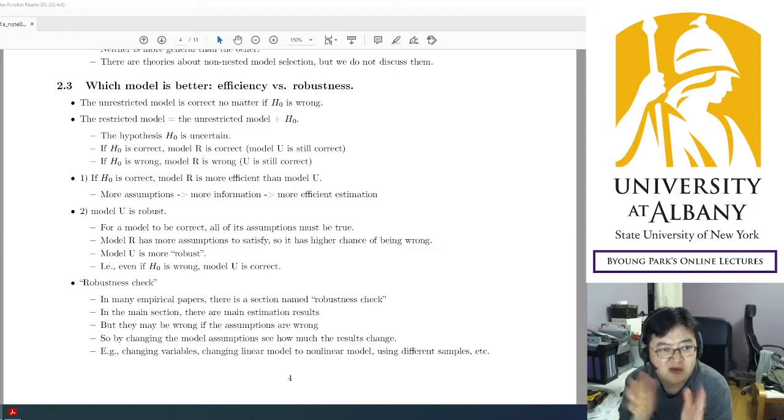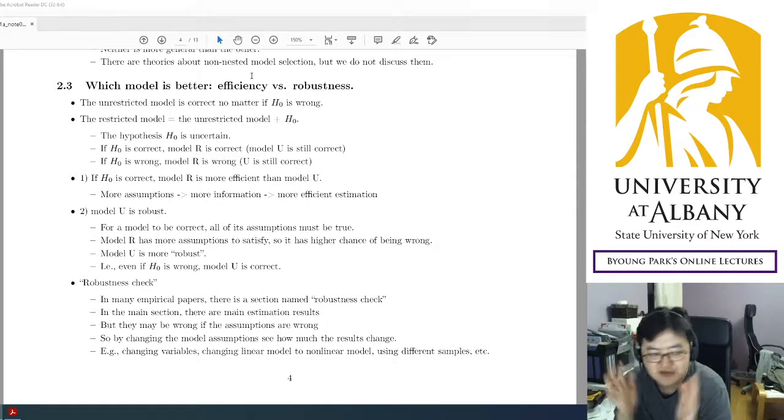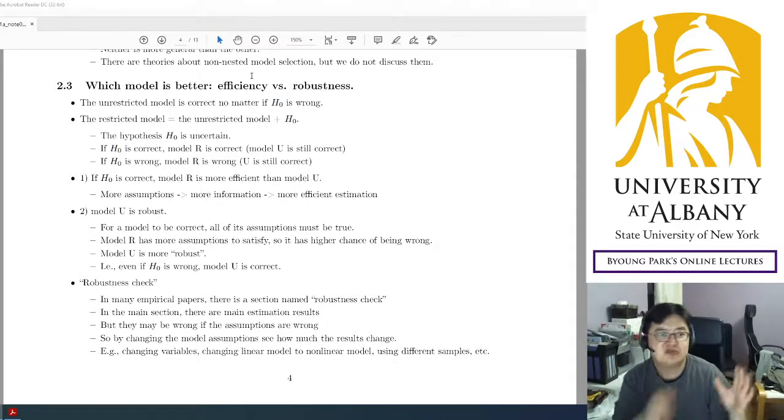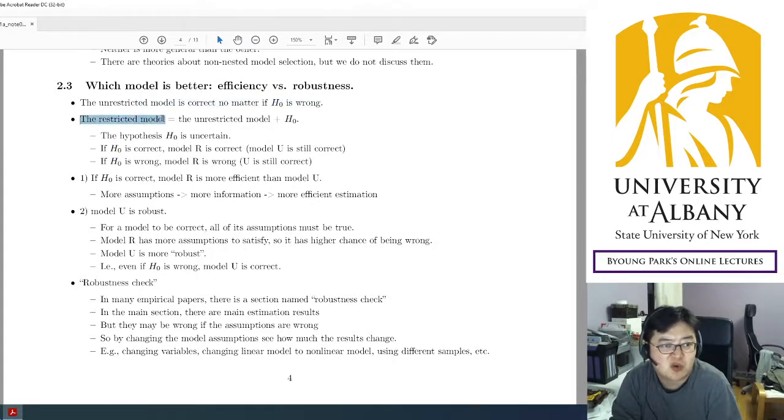we usually compare them as efficiency versus robustness. So let's first think about this. When you use more assumptions, like the restricted model uses more assumptions because it uses all the assumptions in the unrestricted model plus the hypothesis. Then which is better? Now we are considering which one is better, unrestricted model or restricted model.